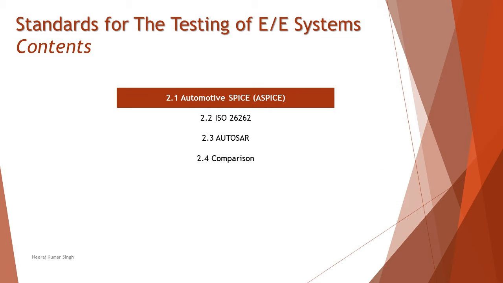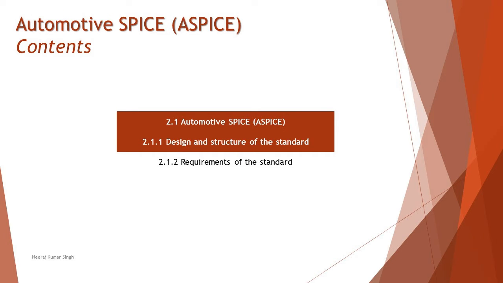As a part of this chapter, we'll have 4 topics covered. That is 2.1 Automotive SPICE, which is A-SPICE, 2.2 ISO 26262, 2.3 AutoSAR, and 2.4 Comparison. But yes, each topic comes with some more subtopics to be covered in more detail. That's the reason we will be breaking this tutorial into simpler forms.